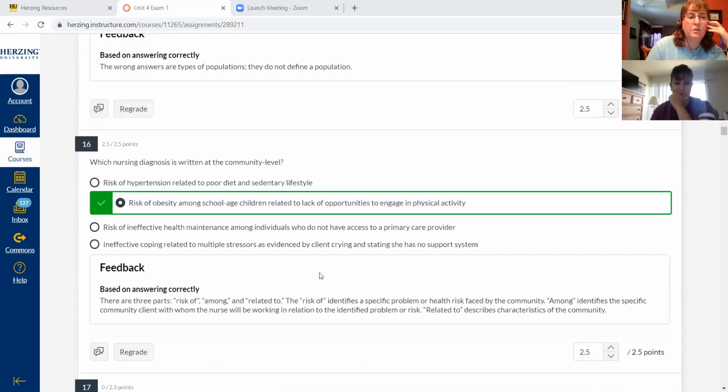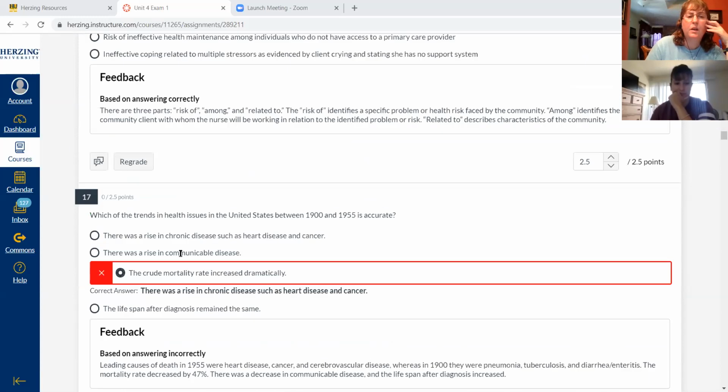What else? Okay. Which of the trends in health issues in the United States between 1900 and 1955 is accurate? This was the rise in chronic diseases such as heart disease and cancer. And some of this is just memorization type stuff.